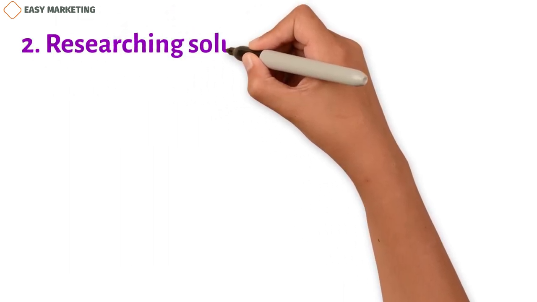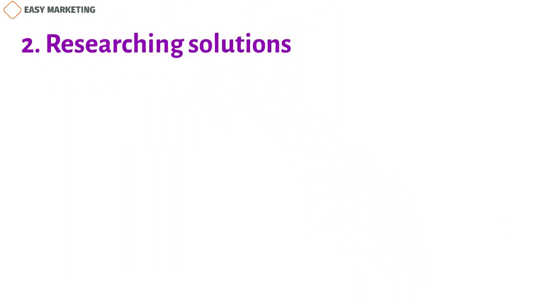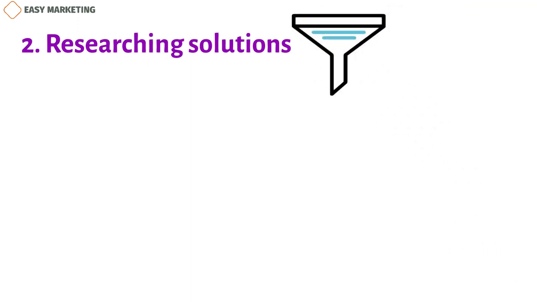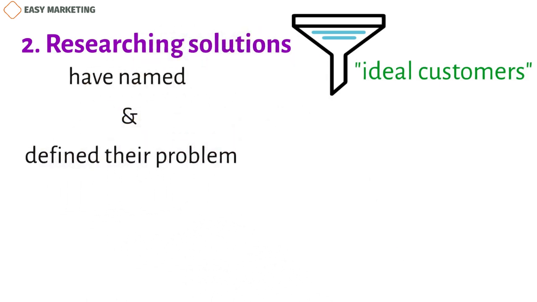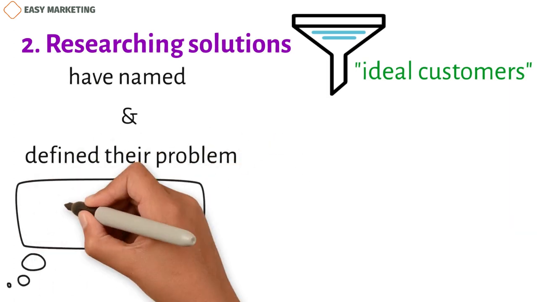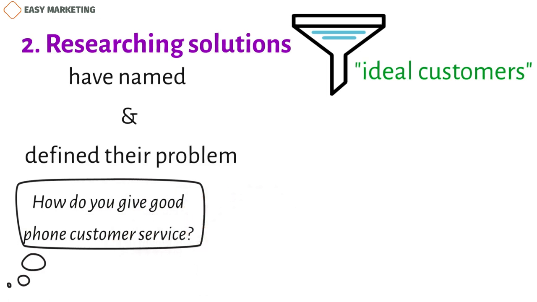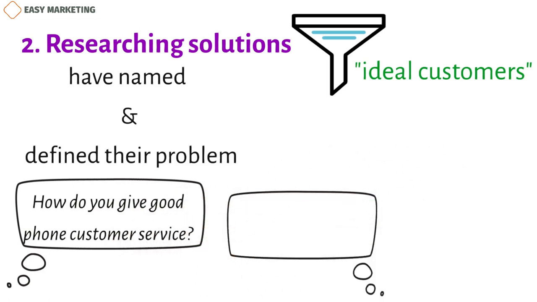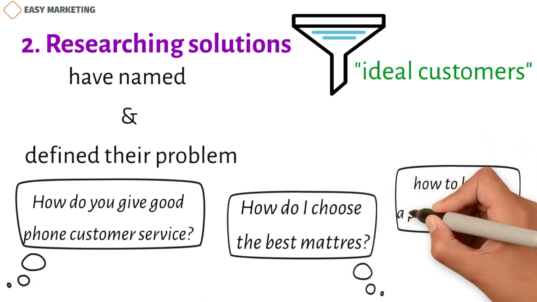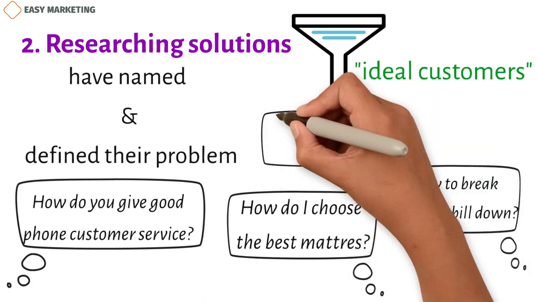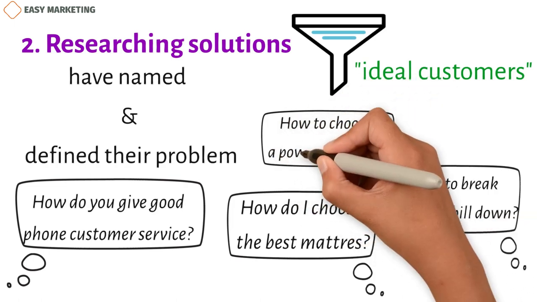2. Researching solutions, the middle of the sales funnel. At this point, you've narrowed down your prospects, and those who are still in the funnel should be ideal customers. Questions in the middle of the funnel are no longer general because your prospects have now named and defined their problem. Using the same industries as in the last section, here are some questions they might have. How do you give good phone customer service? How do I choose the best condition mattress? How to break a power bill down? Or how to choose a power company?